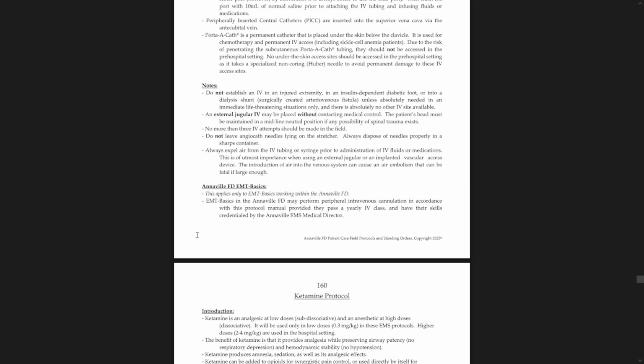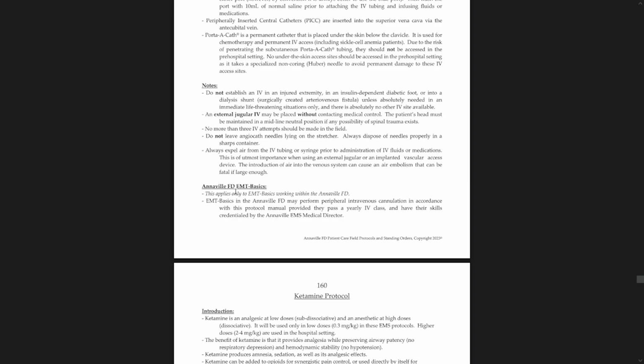No more than 3 IV attempts should be made in the field. Do not leave angiocath needles lying on the stretcher. Always dispose of needles properly in a sharps container. Always expel air from the IV tubing or syringe prior to administration of IV fluids or medications. This is of the utmost importance when using external jugular or an implanted vascular access device. The introduction of air into venous systems can cause an air embolism that can be fatal if large enough.